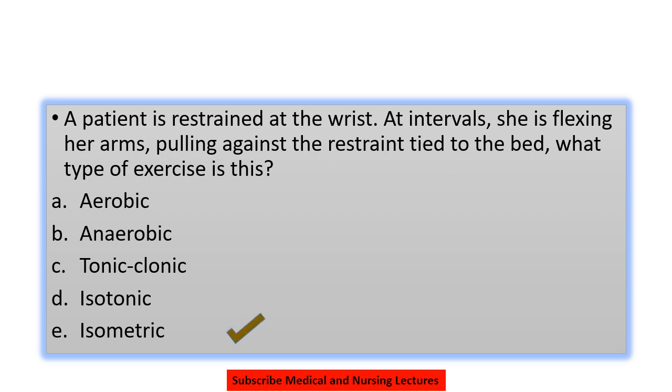So if a patient is tied from the wrist, there will be contraction in the muscles, but there will not be any kind of movement. So here the correct option is isometric, because in isometric exercise the contraction occurs in the muscle, but there is no movement in the muscles.